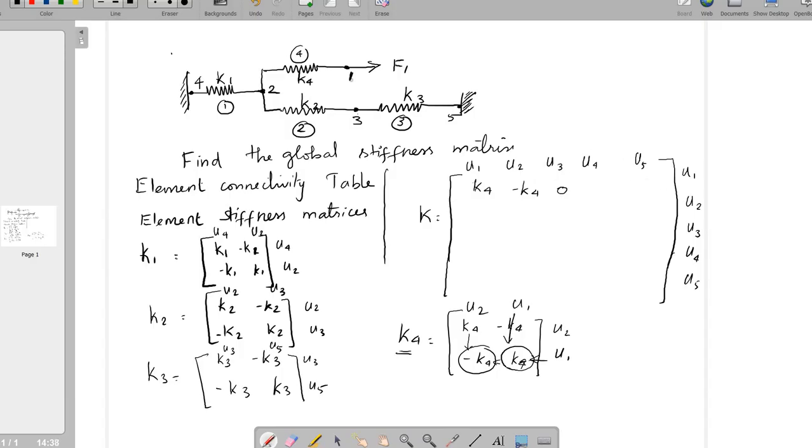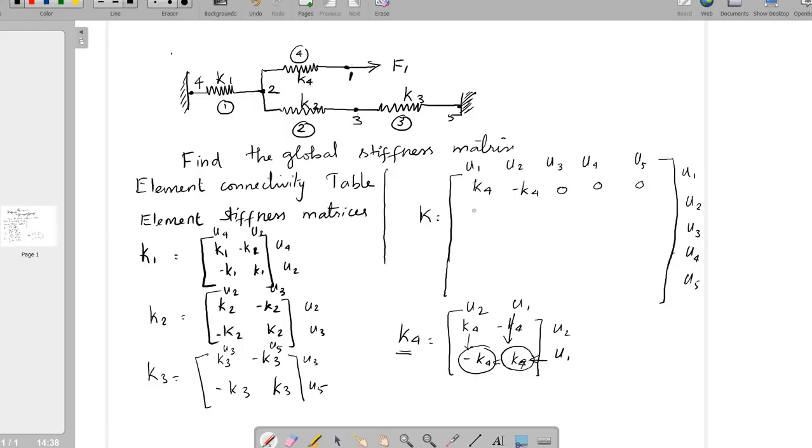Node 3 is here, node 1 is at the top. There is no direct connection for these nodes, so definitely the stiffness value is 0. Next one, U4 U1. Similarly, the fourth node is here, the first node is here. There is no direct connection, hence it is 0. Similarly, U5 U1 is also 0.